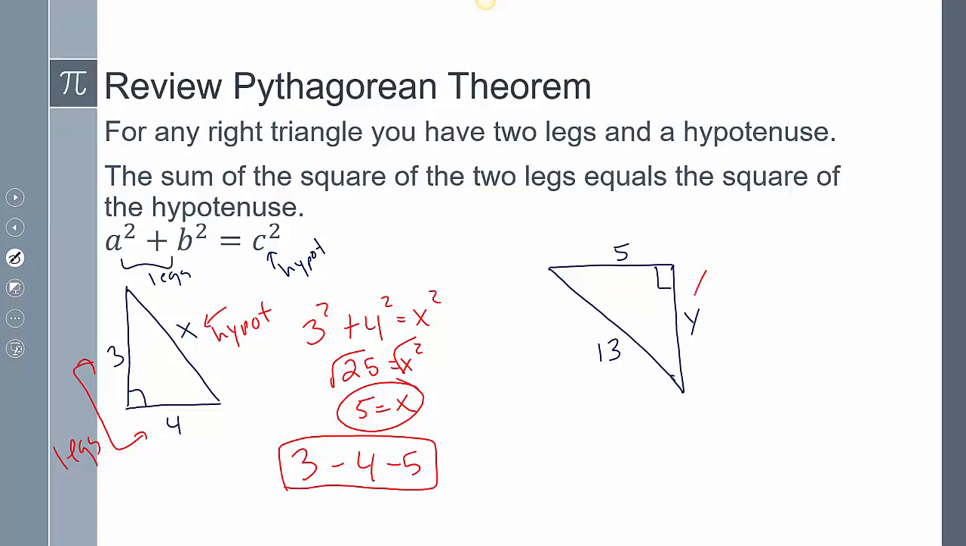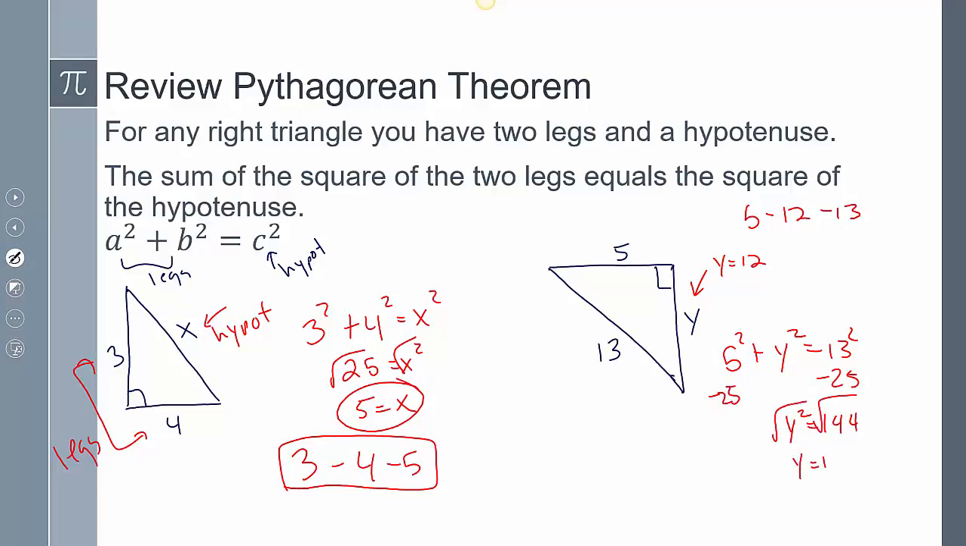So like me knowing what this Pythagorean triple is, I can immediately say my y is 12 because the Pythagorean triple is 5, 12, 13. Now you can verify that. We can say a squared plus b squared equals c squared, and we can solve for y, so we minus 25 on both sides. And so I get y squared equals 144, square root both sides, and I get y equals 12. And so that kind of verifies my conclusion there.